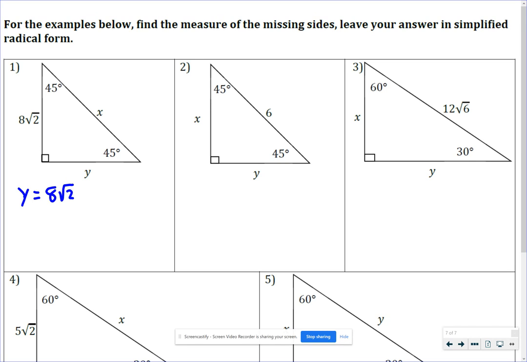It has to equal the 8 radical 2. The two legs have to be the same size, same length. So y equals 8 square roots of 2.